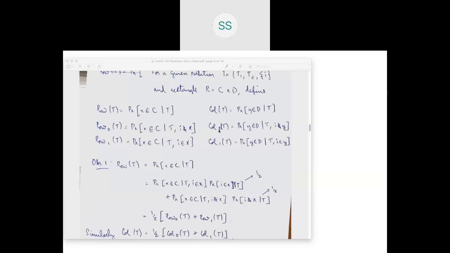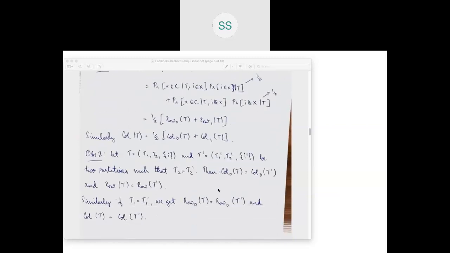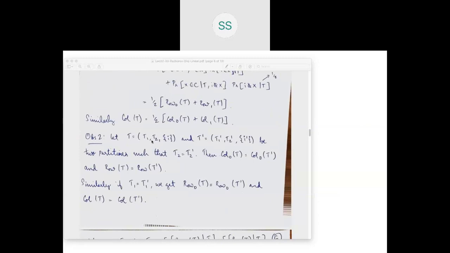And similarly, column t, column 0 t, and column 1 t. The first thing is that rho t is half of rho 0 t plus half rho 1 t. Second is that once t2 is fixed, column 0 t and column 0 t prime will be the same, regardless of what t and t prime are. And rho t is equal to rho t prime.